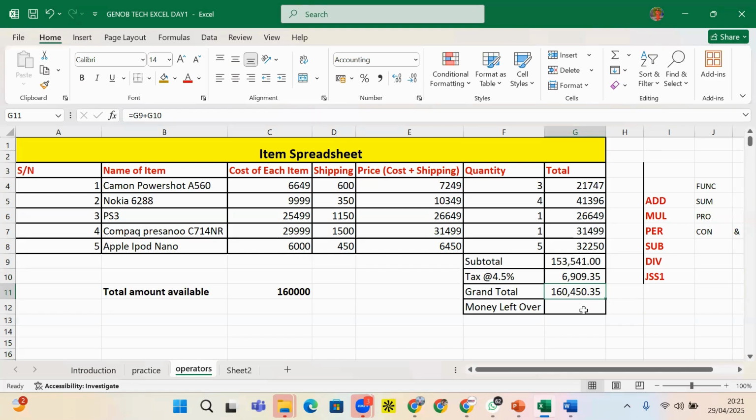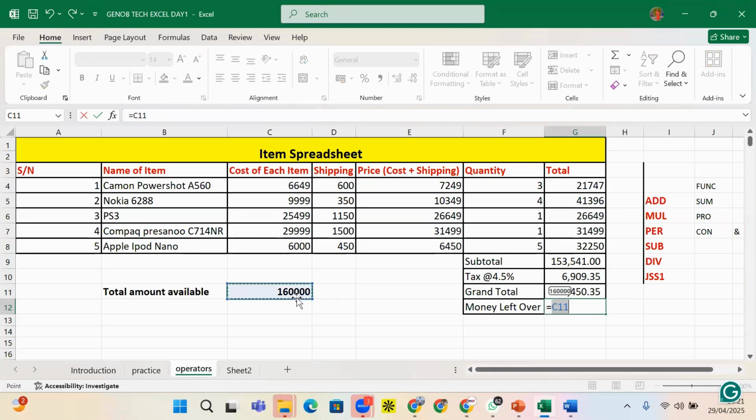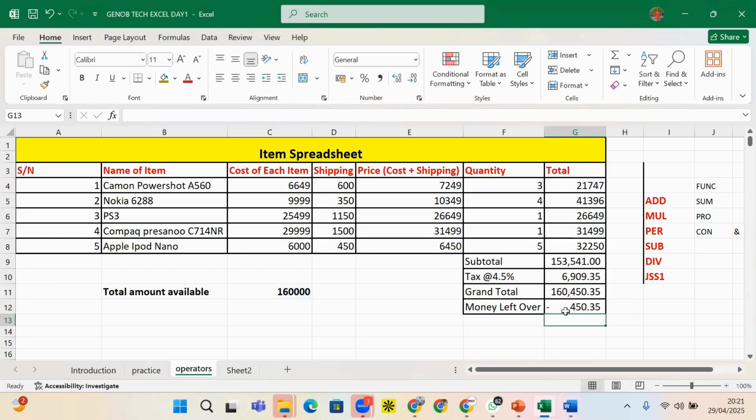All right. So equal to this money minus the expenses or the total cost here. So I am owing 450.35 naira. Understood?